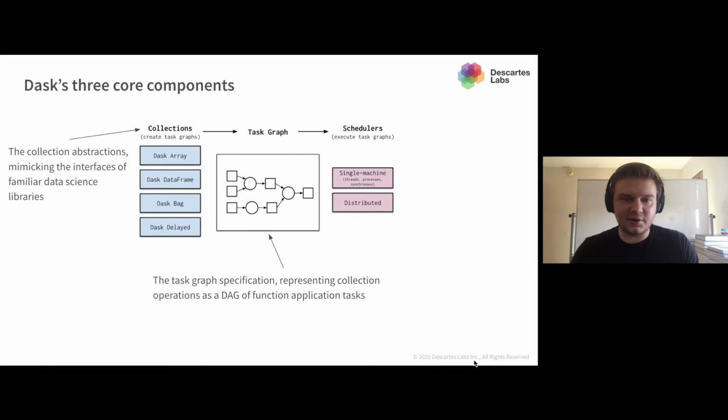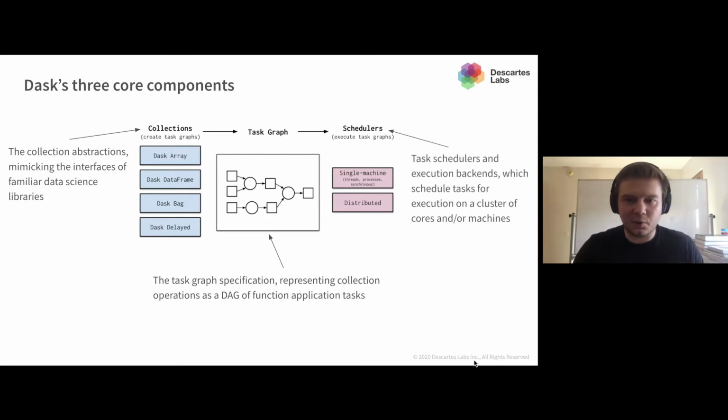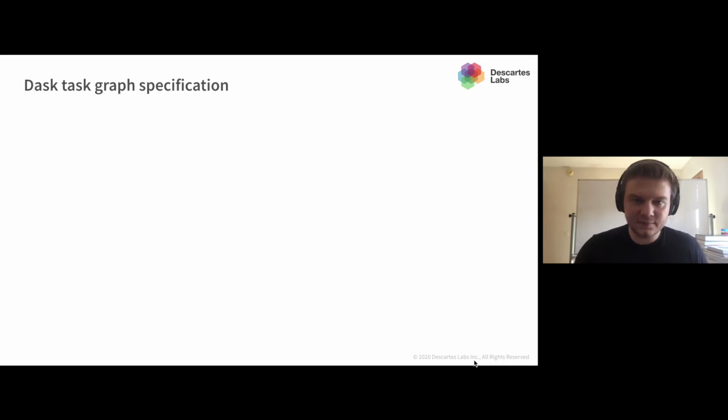You can think of that task graph either as a bunch of tasks that are just simple Python function applications, or as a data flow graph of data flowing through operator nodes in the graph. And then there are, of course, schedulers and execution backends for actually executing that task graph. And that allows you to execute a standardized graph spec either on a single core, multiple cores, or even multiple machines across a cluster of machines.